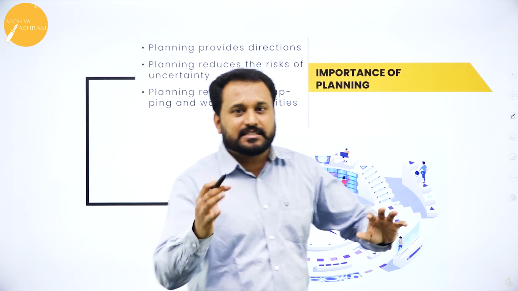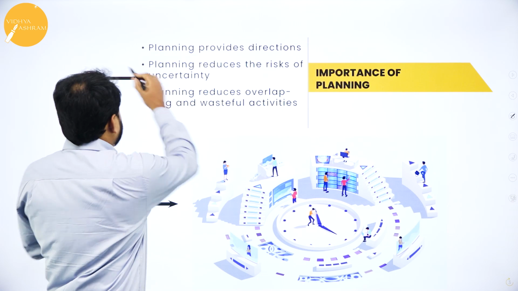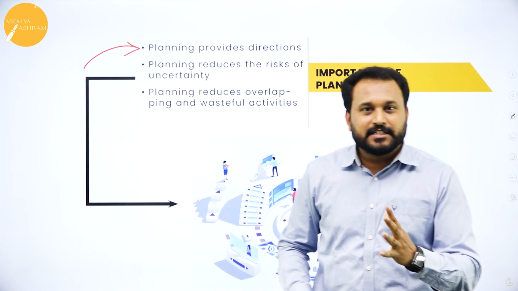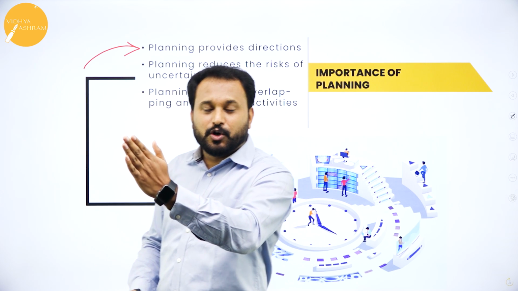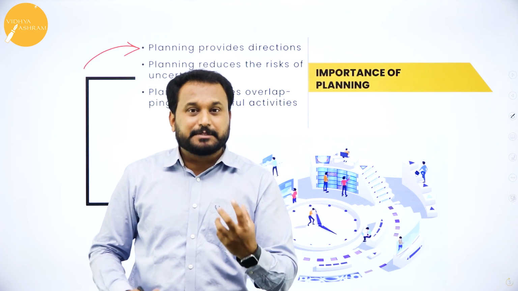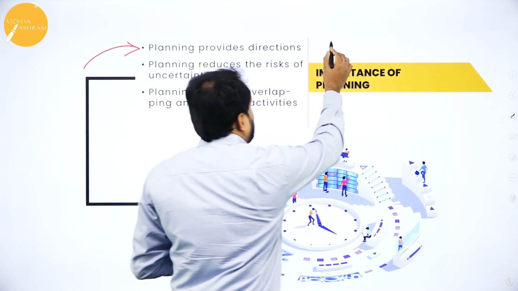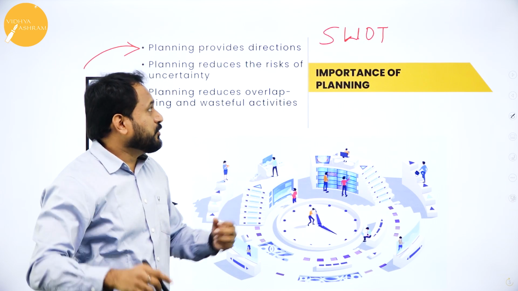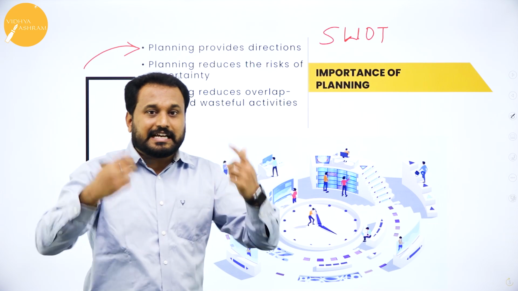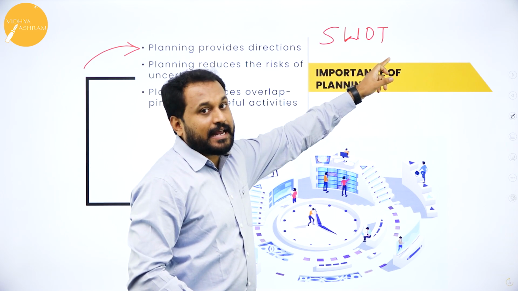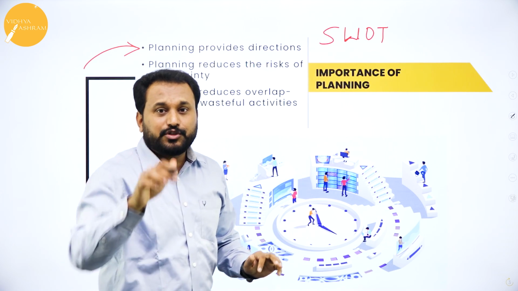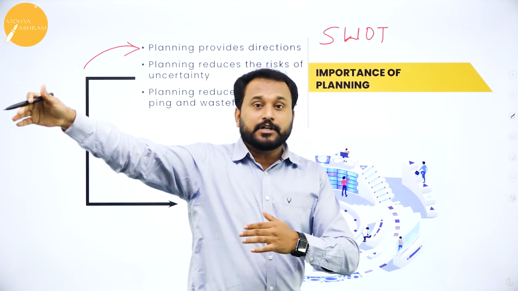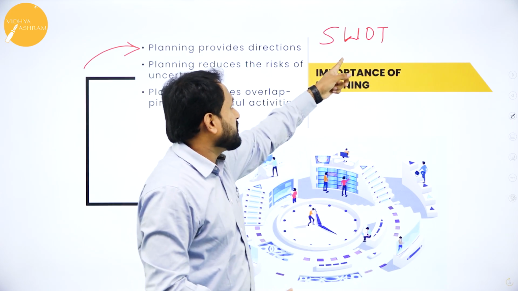I told you the story, just relate to it. Importance: planning provides direction. Planning provides what? Direction. Where am I supposed to go? What is my talent? What is my strength? Please understand this. SWOT analysis: when you do planning, this is what you are supposed to go with. What is your strength? You need to know. What is your weakness? You should know. People shouldn't know. You should know first what your weakness is.